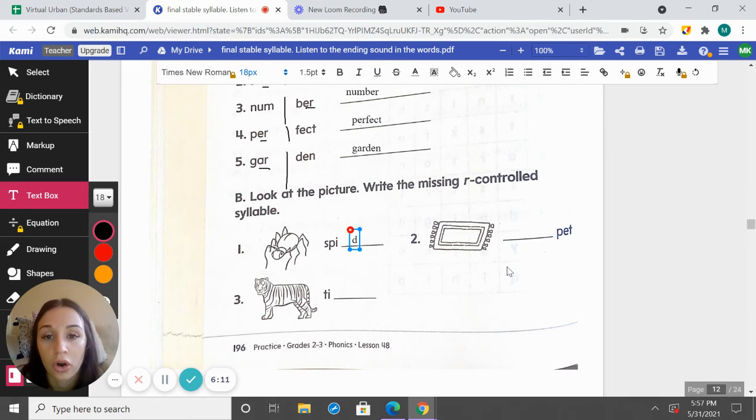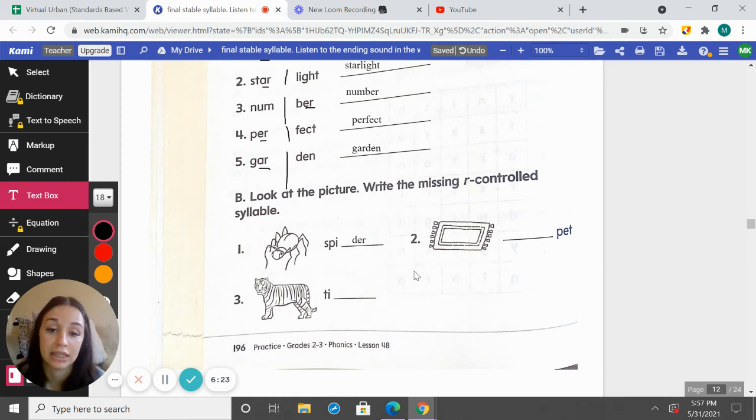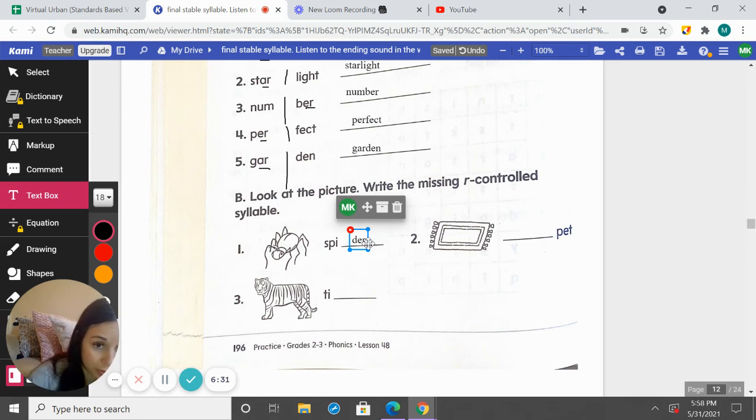So we know it's going to be D. And then let's think of some words that sound like that. Number, perfect. So I think it's going to be ER. Spider. And you see that we have our R-controlled syllable here because we have that ER and they're in the same syllable together.